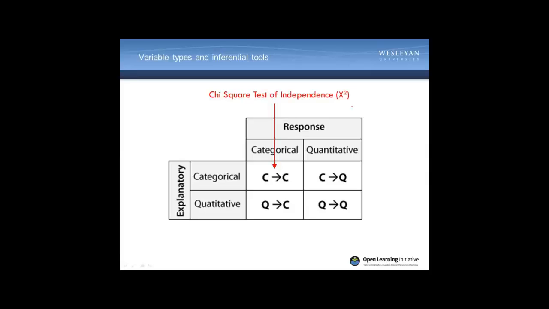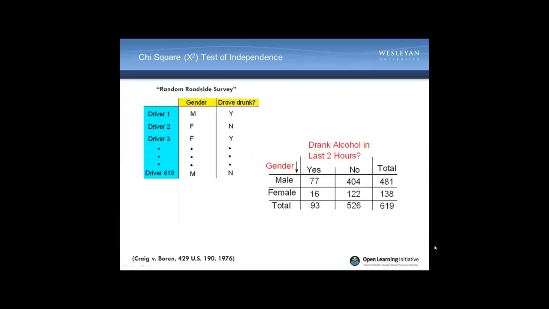For this statistical tool, let's start with a new example. In the early 1970s, a young man challenged an Oklahoma state law that prohibited the sale of 3.2% beer to males under the age of 21, but allowed its sale to females in the same age group. The case was ultimately heard by the U.S. Supreme Court. The main justification provided by Oklahoma for the law was traffic safety.